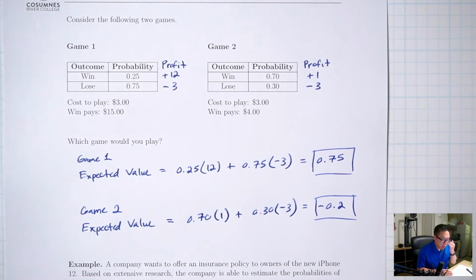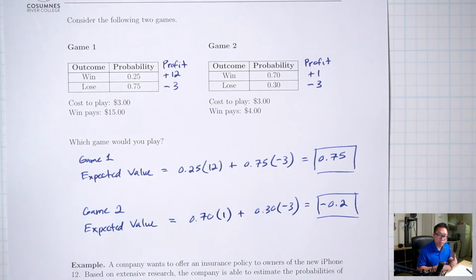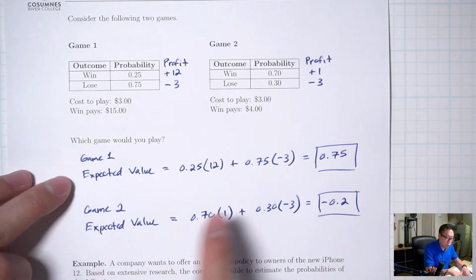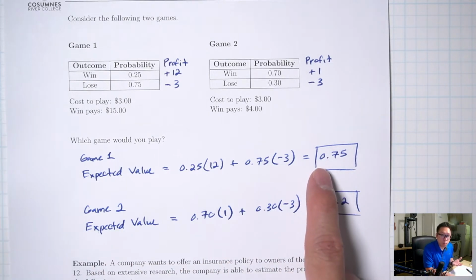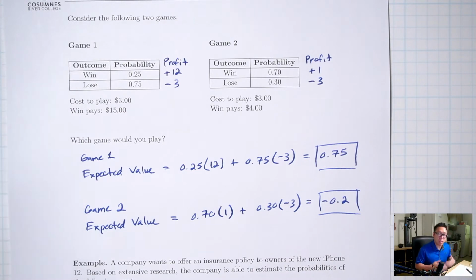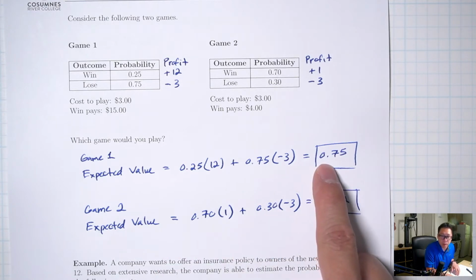What expected value is telling you is, if you play Game 1 many times, and when I say many times, I mean many, many thousands of times, sometimes you win, sometimes you lose, but in the long run, it averages out to you winning roughly 0.75 each time you play. So each time you're playing, you're winning about 75 cents each time you play.